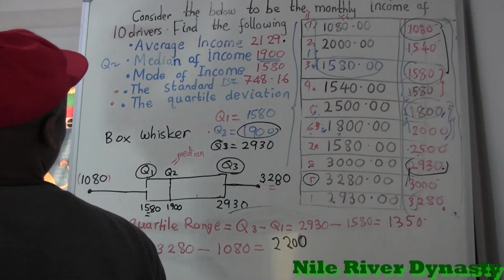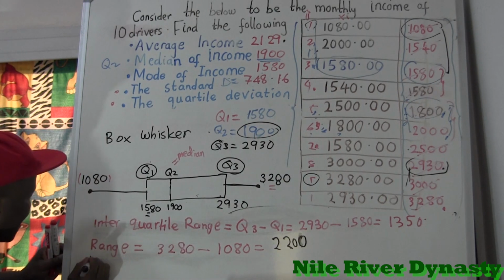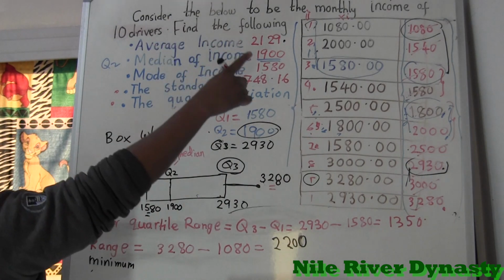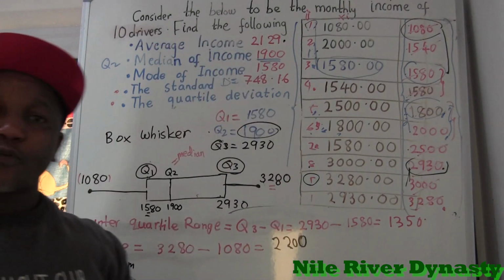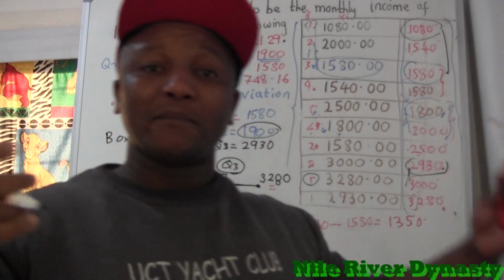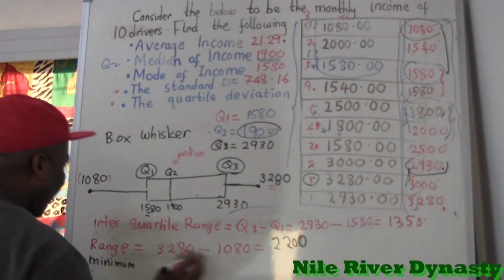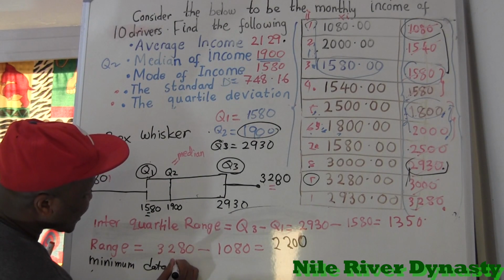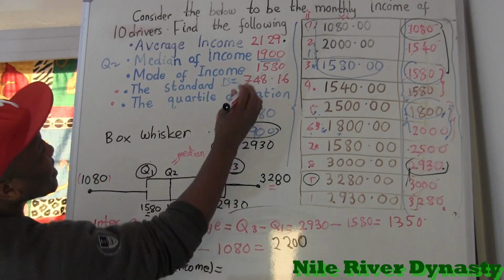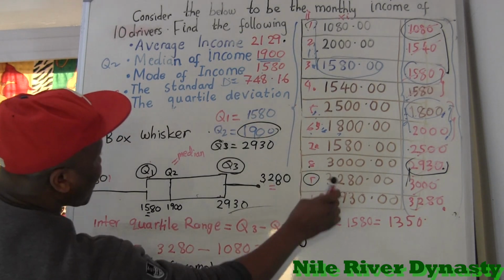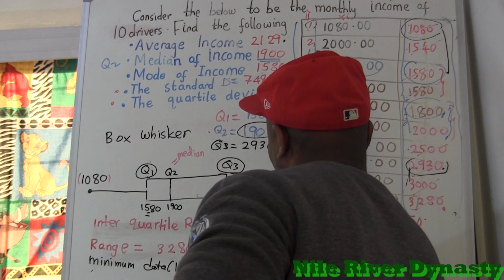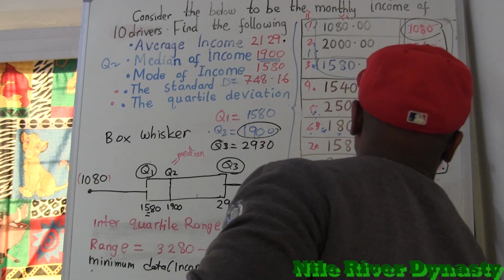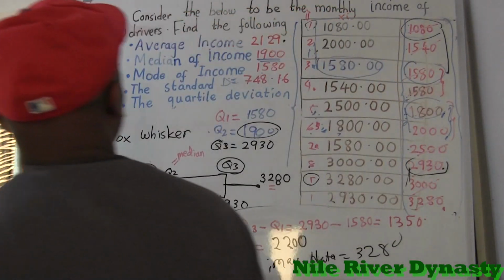Another question, let me think. What is the minimum data? If you say minimum income, it depends. It could be minimum score, minimum weight, minimum marks, minimum population, whatever, because it's all going to change. For this case, income. What is the minimum income? It's going to be 1080. Maximum income, the biggest one, or maximum data, equals 3280. I think I covered this.